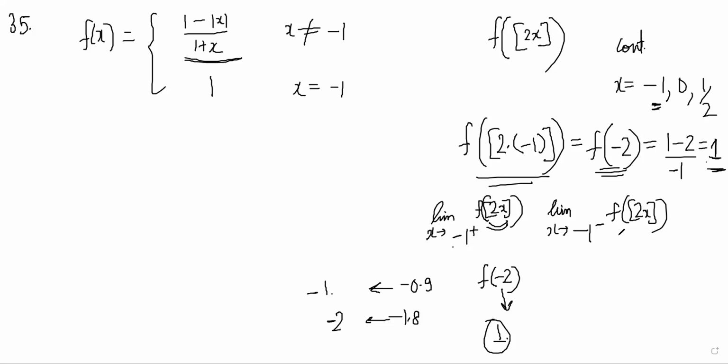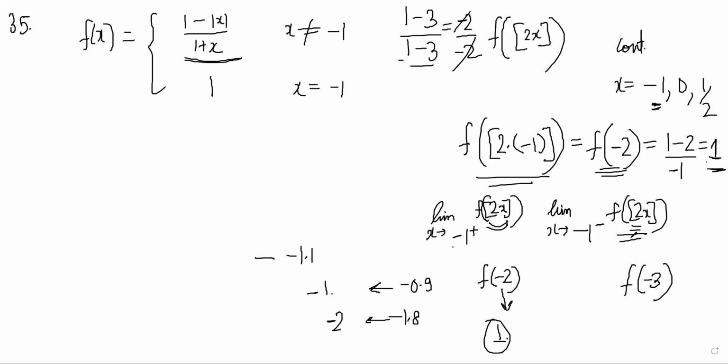So that limit is fine. Now for this limit, f of 2x, the same minus 1 but going from the other side, going from below, right? So it will be minus 1.1 and so on, so minus 2.2 and so on. So this will be f of minus 3. What is the value? 1 minus 3 by 1 minus 3, so minus 2 by minus 2, which is 1, which is continuous again, right? So it is becoming continuous at this point, right?